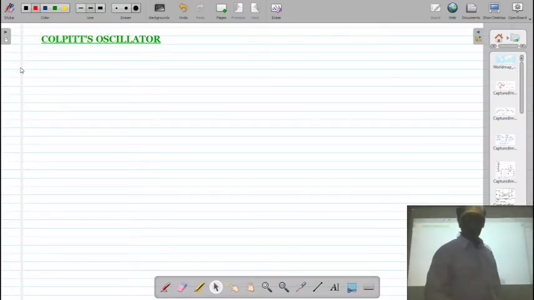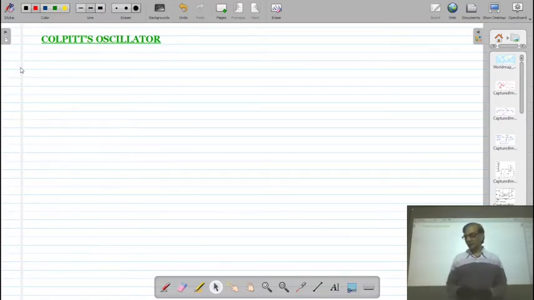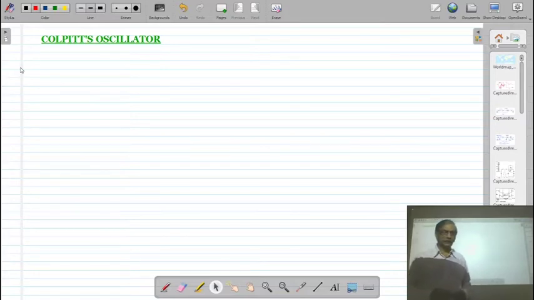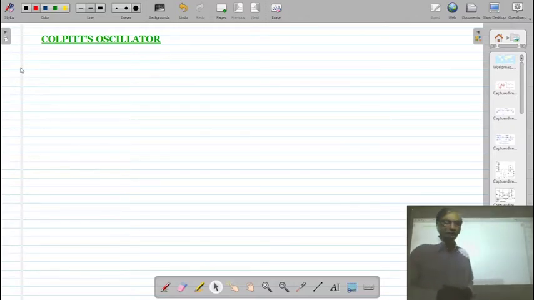So in the previous lecture, we discussed the Hartley oscillator. It is also a kind of LC oscillator. Now another type of LC oscillator is called a Colpitts oscillator. Hartley oscillator and Colpitts oscillator are almost identical circuits. Only there is a change in the feedback network. So let us see what the circuit for a Colpitts oscillator is.